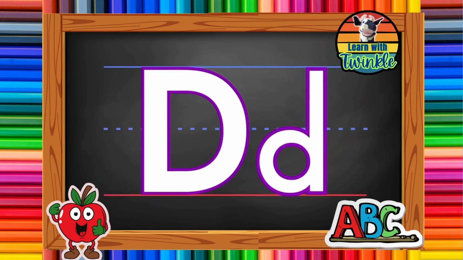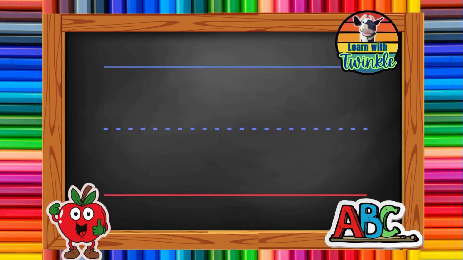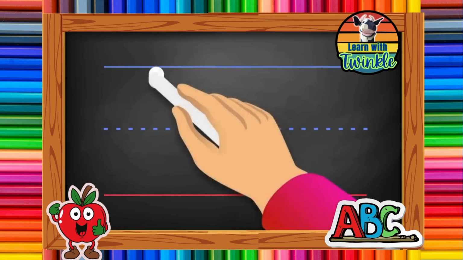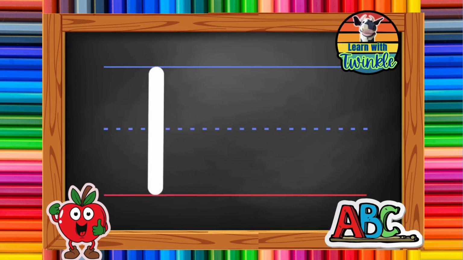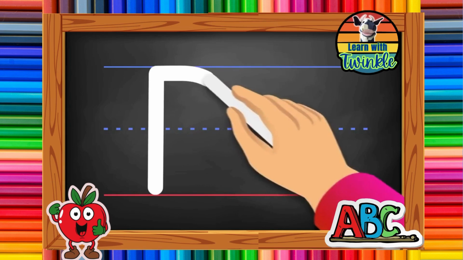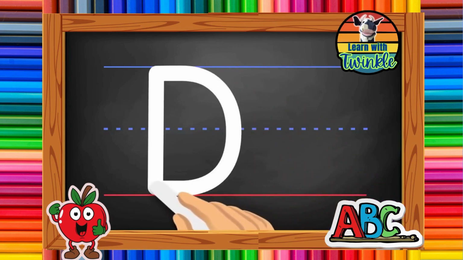Let's move to the next letter. Letter D. Draw a straight line down. Then from the top, carve out and around to the bottom.